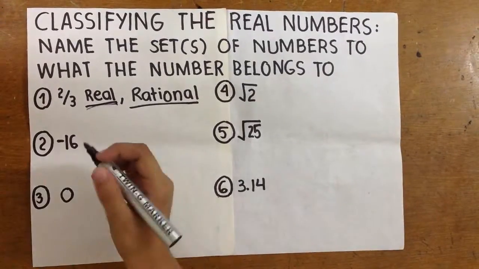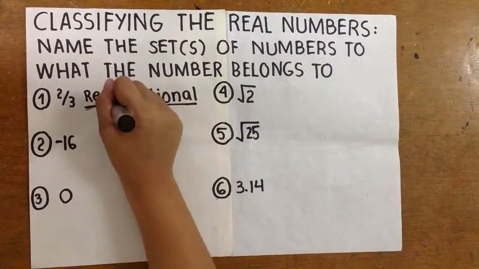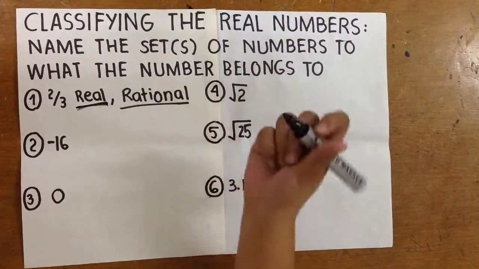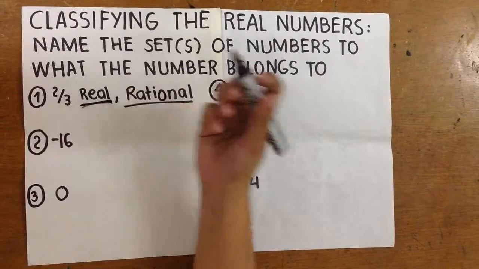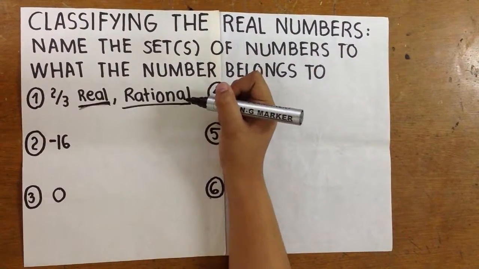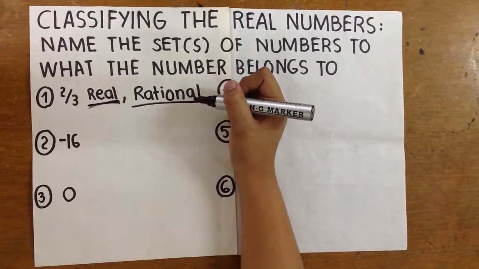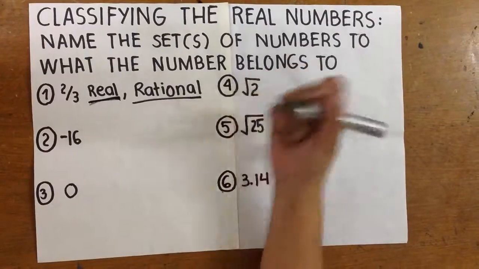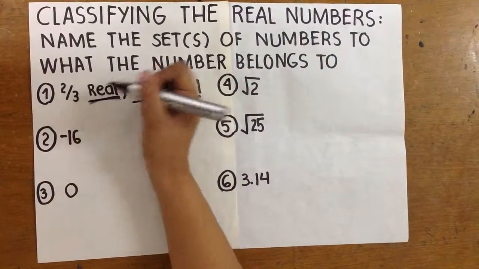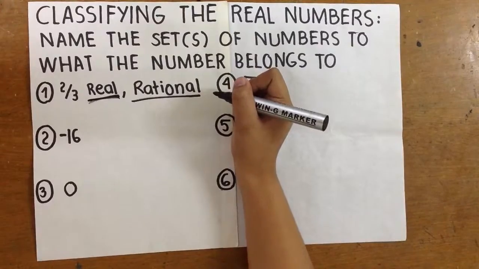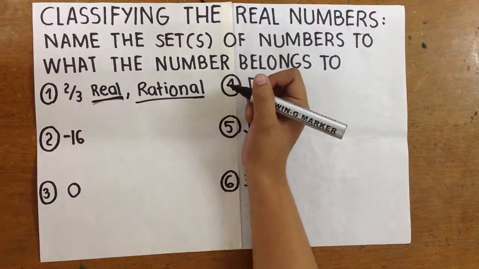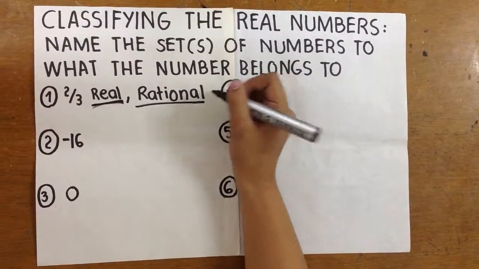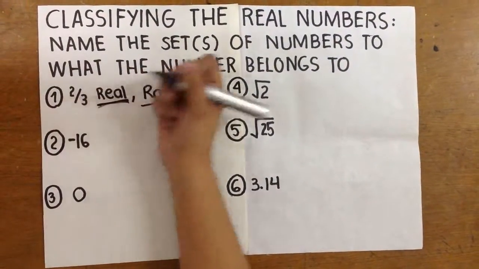In number 1, we have 2/3. First thing, always real. Second thing, ask yourself, is it rational or irrational? Well, 2/3 is already expressed as a fraction, so it is rational. Since it's rational, you gotta keep going. The next question will be, is it an integer, a whole number, or a natural number? 2/3 is a fraction, so it's not an integer, a whole number, or even a natural number. All these belong to the real system and rational numbers, and there's only two sets that 2/3 belongs to.